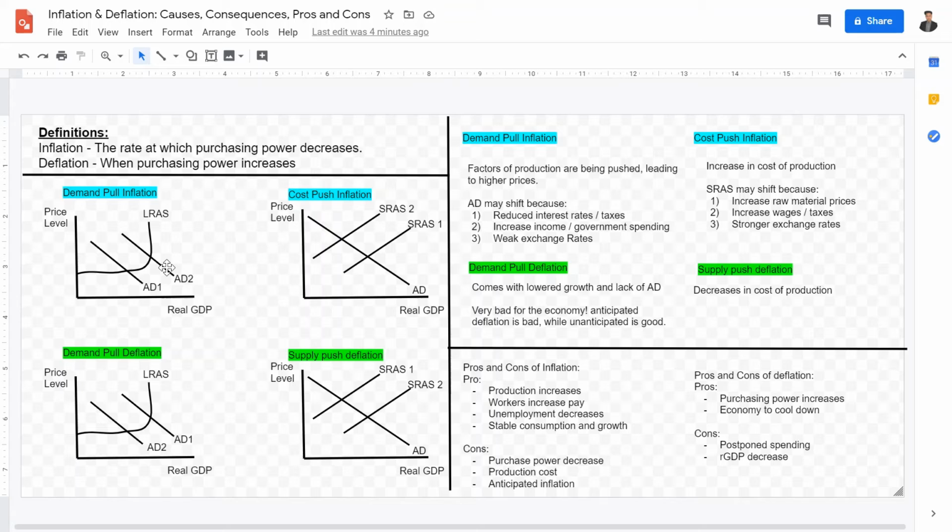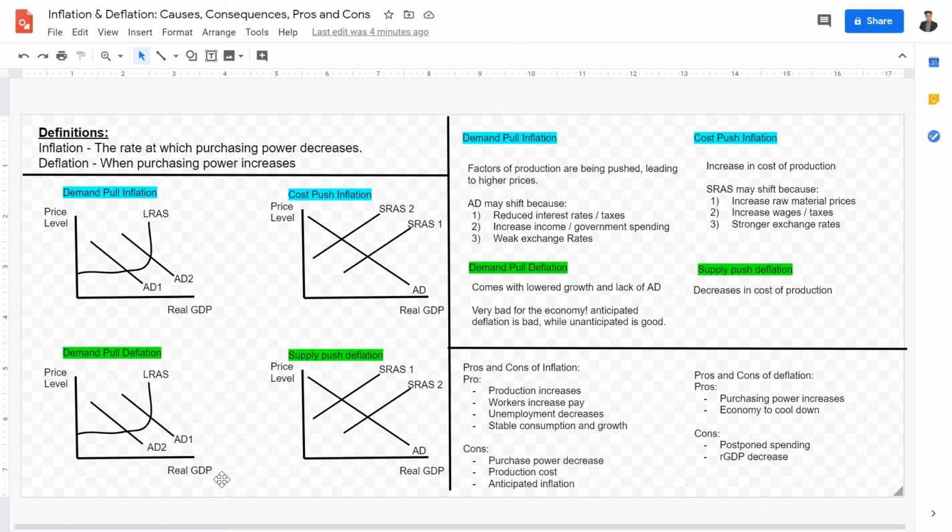Demand pull deflation is very, very bad for the economy. Supply push deflation is okay. It may even be beneficial. But what is demand pull deflation? Demand pull deflation is when the demand in the economy decreases. When the demand in the economy decreases, that is very bad for the economy.